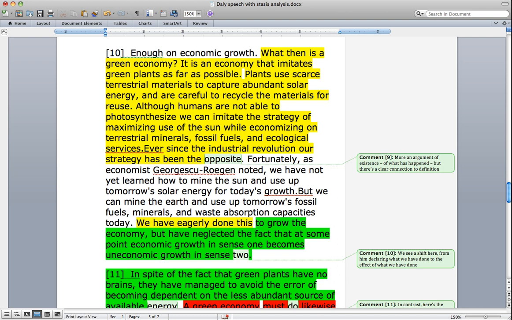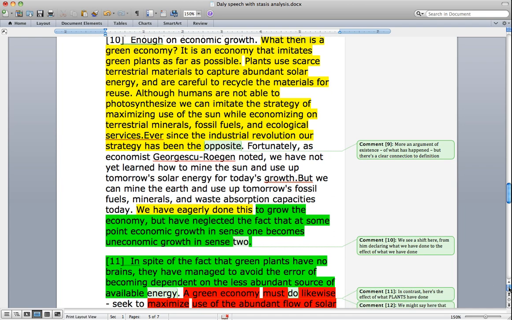So toward the end of paragraph 10, he says, we've eagerly done all this use of fossil fuels, etc. And we've done this to grow the economy, but have neglected the fact that at some point, economic growth in sense 1 becomes uneconomic growth in sense 2. So he's bringing us back to a question of effect there.